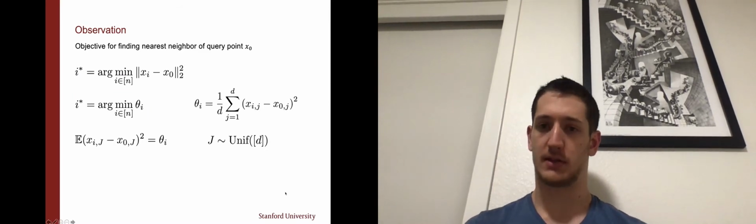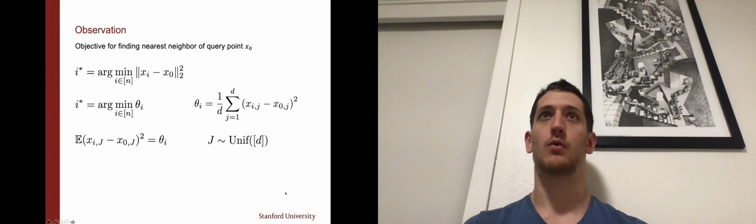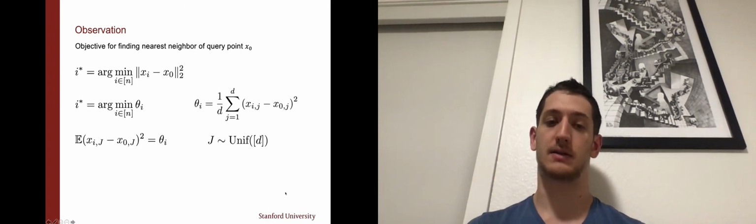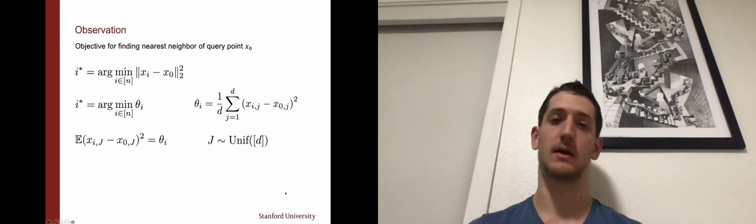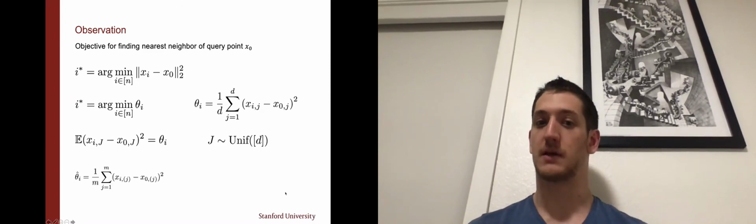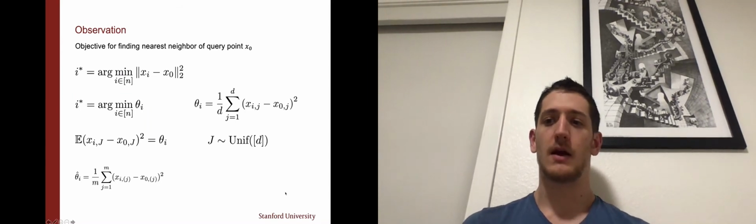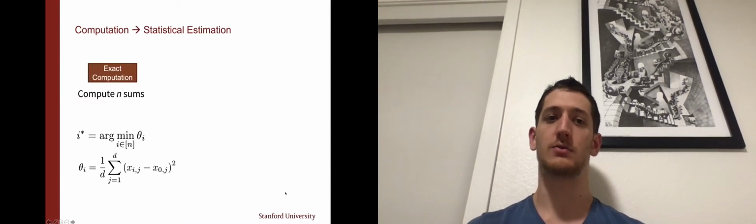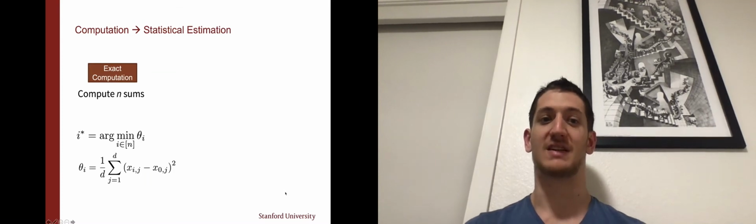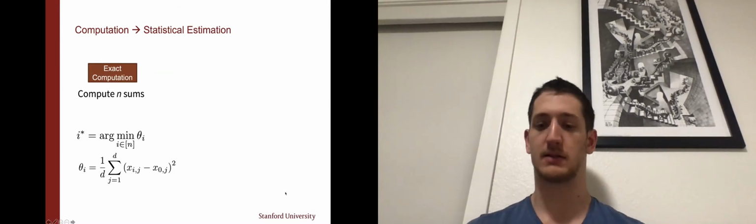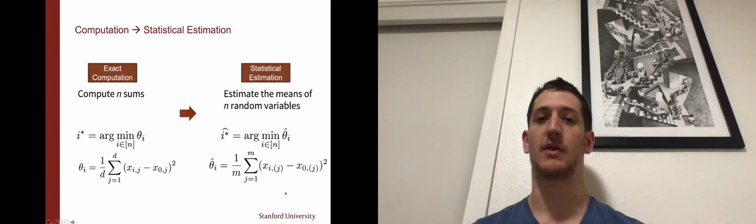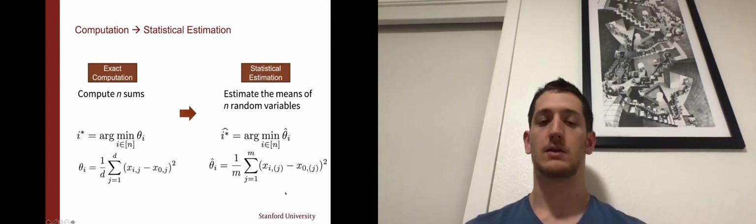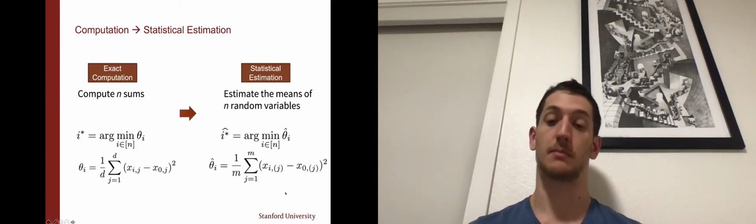So again, this seems like a very simple observation, but what it gives us is a way to generate unbiased estimates of theta_i, which we can do independently. And what can we do with independent unbiased estimates? We can average them to get better estimates. And so with this primitive in hand, what we can do is take this computation problem of exactly computing n sums, n distances, and reduce this to a problem of statistical estimation, where we're trying to estimate the means of n random variables and pick the one with the smallest mean. And so now we have a randomized algorithm with some error probability.